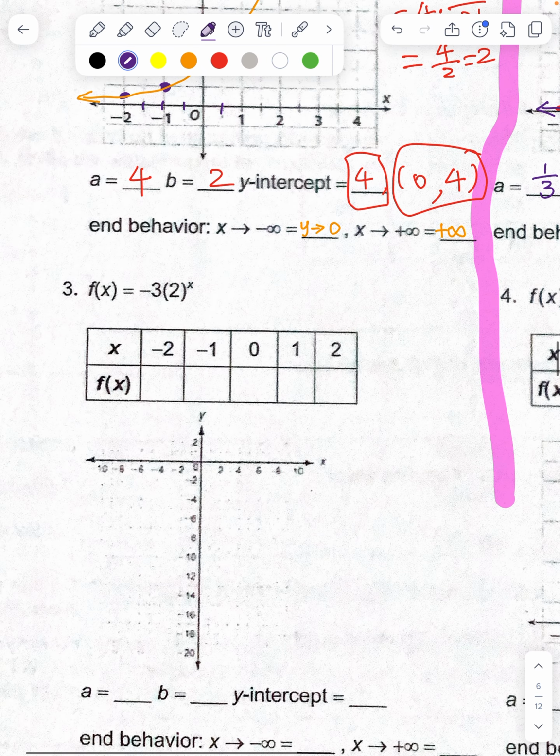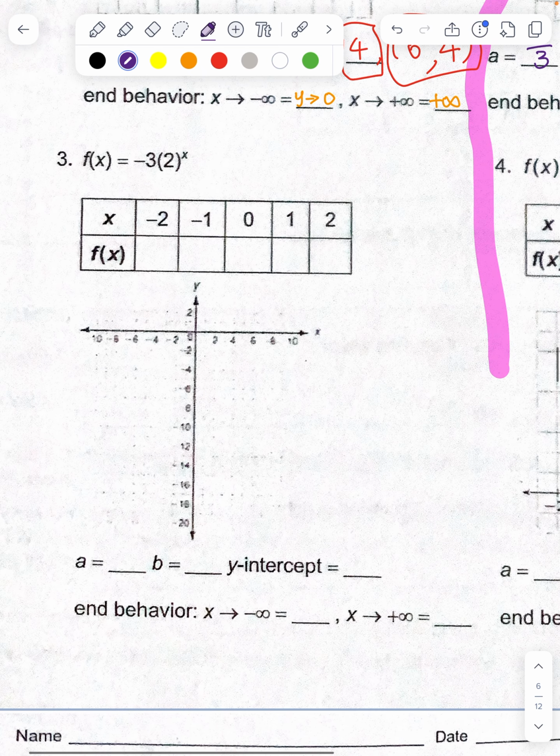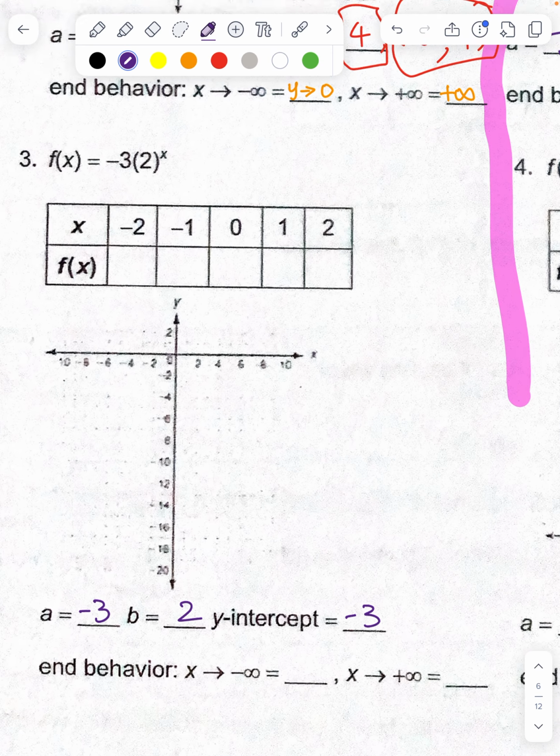Number 3. Two more graphs. Yeah, number 3. What is a? a is -3. b is 2. The y-intercept is also -3. The y-intercept is just the a, right? Okay, let's fill up the table.